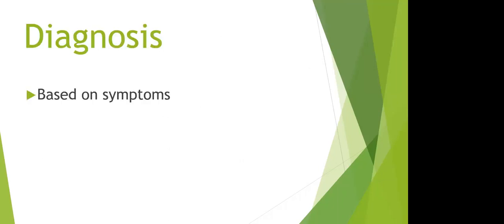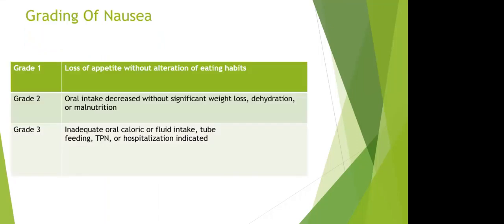Diagnosis is on the basis of symptoms. The grade of nausea is 3. Grade 1, loss of appetite. Grade 2, decreased oral intake with significant weight loss, and grade 3 includes inadequate oral caloric and fluid intake, and they may require hospitalization, TPN, or tube feeding.